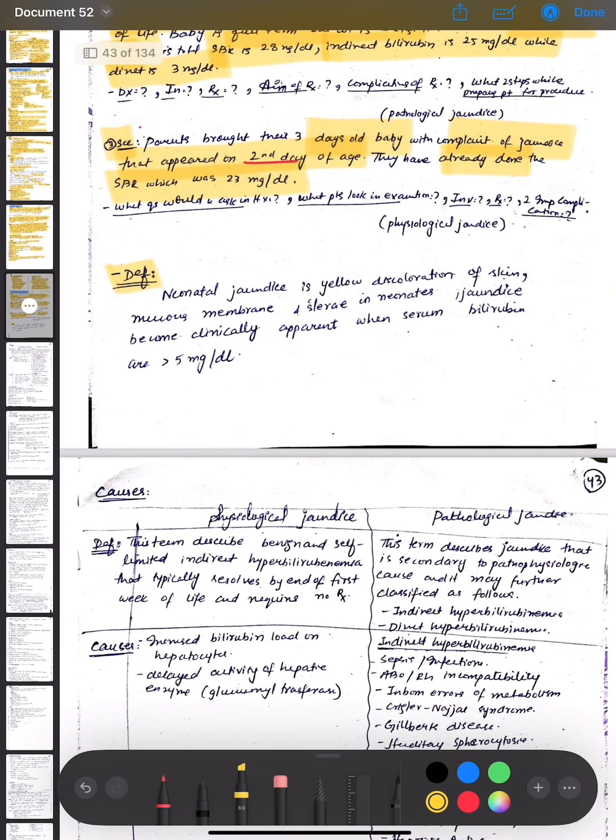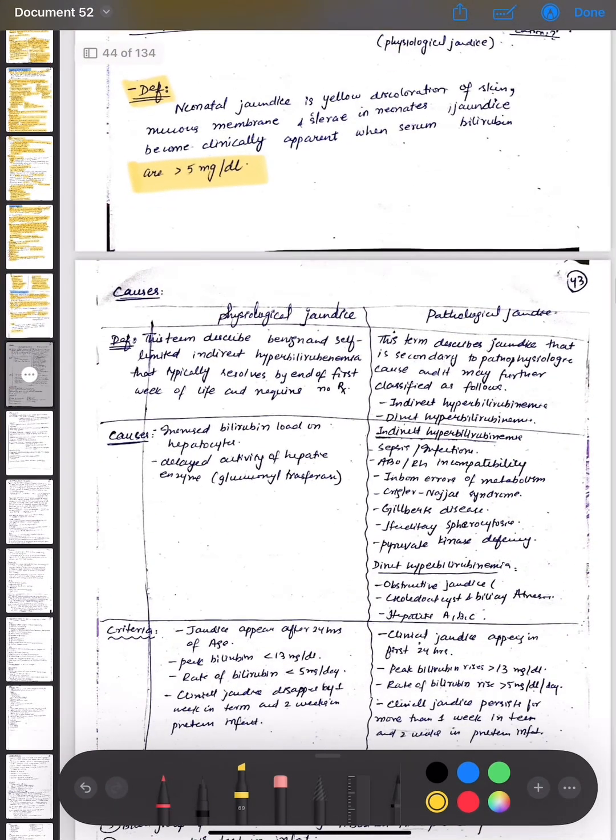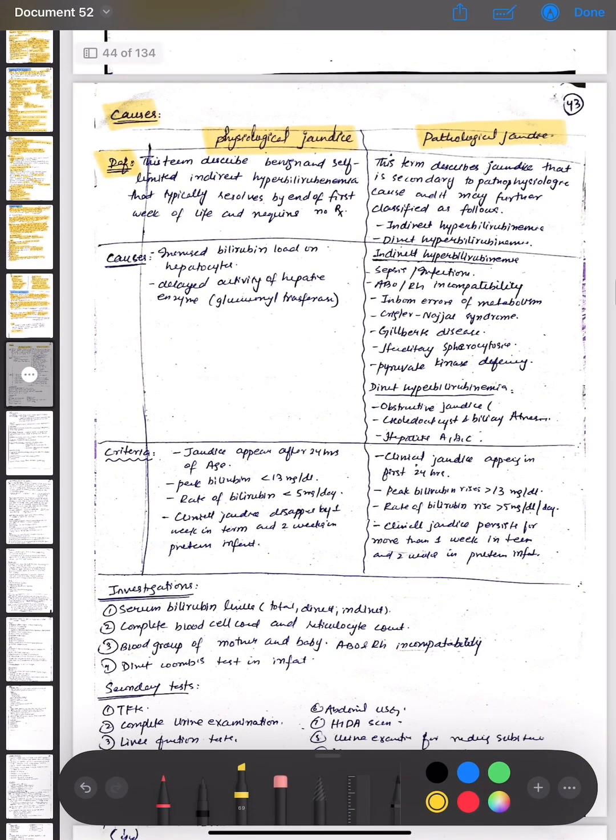Jaundice becomes clinically apparent when serum bilirubin is greater than 5 mg per dL. The causes of jaundice neonatorum are both physiological jaundice and pathological jaundice. The definition of physiological jaundice is that this term describes benign and self-limited indirect hyperbilirubinemia that typically resolves by the end of the first week of life and requires no treatment.